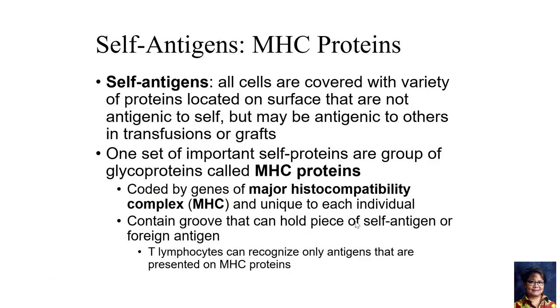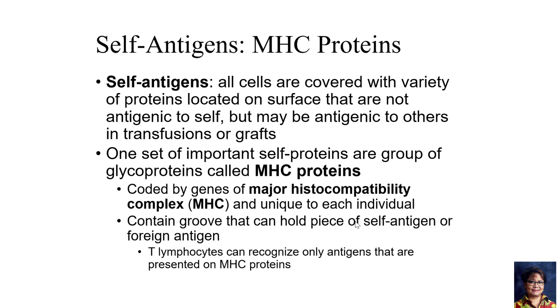Now let's take a look at our own antigen. Our own antigen we call self antigen. They are also covered with a variety of proteins that are located on the surface of our cells. But they are not antigenic to us.